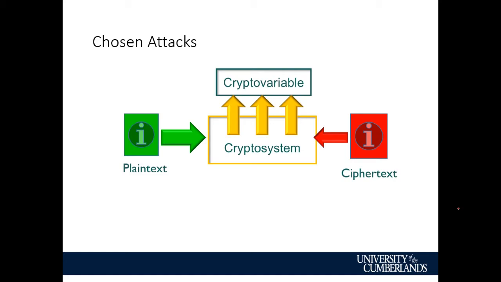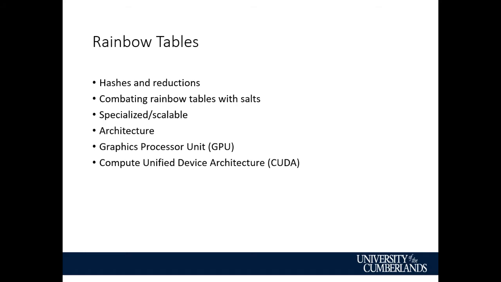Chosen plaintext attacks. You have the crypto system and the ciphertext, and you're trying to figure out the variables and see how you're going to be able to put it together. The rainbow table, basically it's hashes and reduction. Combating rainbow tables takes special scalable architecture, graphic processing, and compute devices.